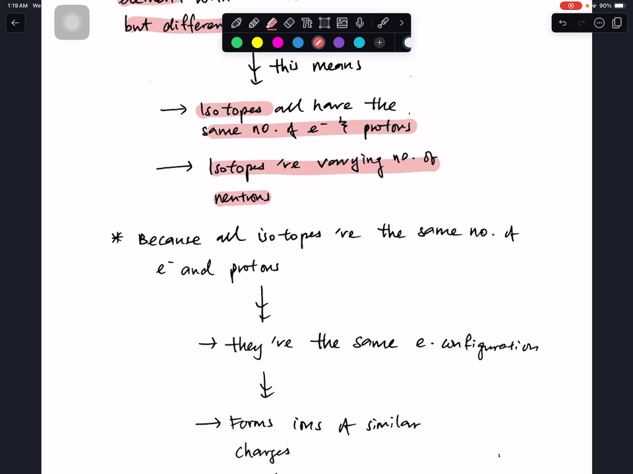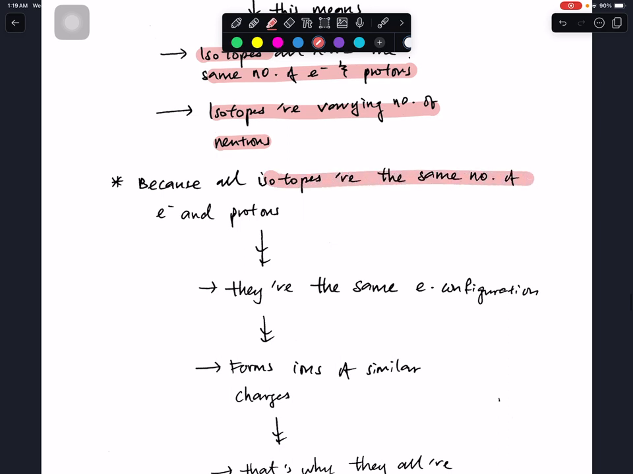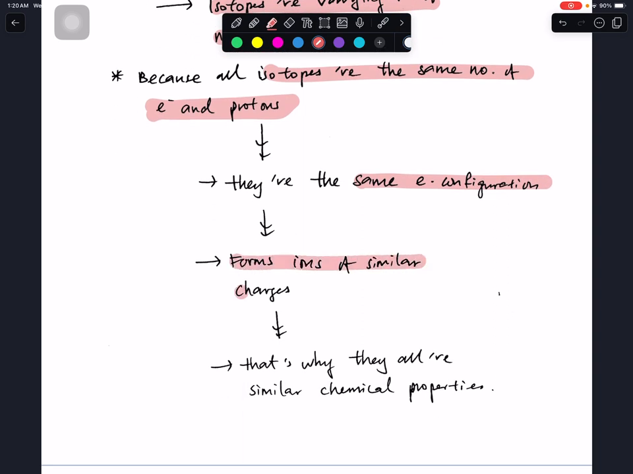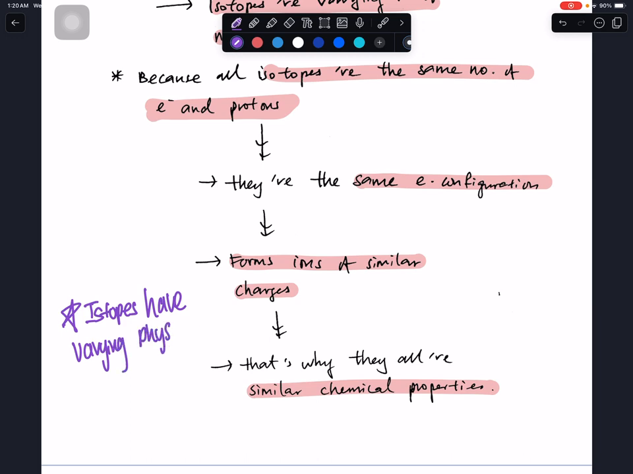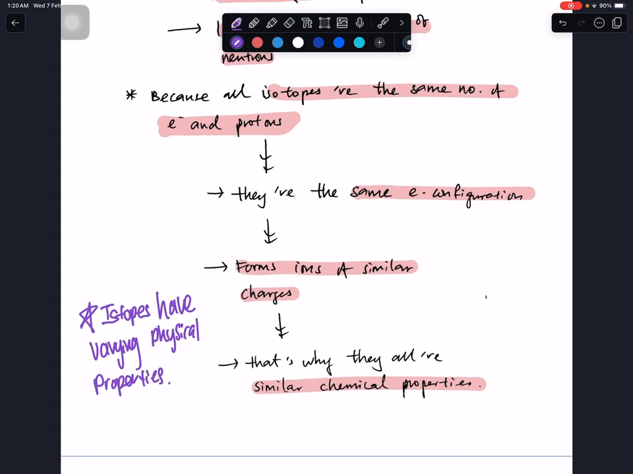Okay, so because isotopes have the same number of electrons and protons, they will have the same electronic configuration, which means they will form ions of similar charges, and they will also have similar chemical properties. The one last thing I need you to know is that although our chemical properties are the same, isotopes have varying physical properties. Okay, so once you have understood this, then we can try out a few questions on the next page.